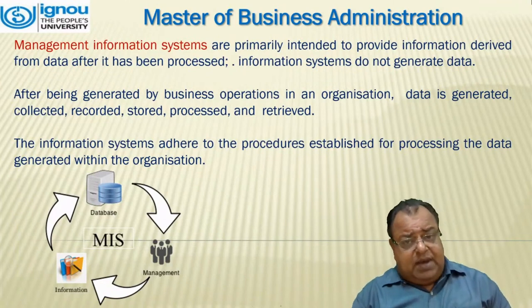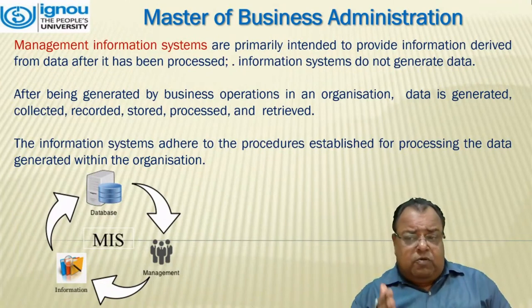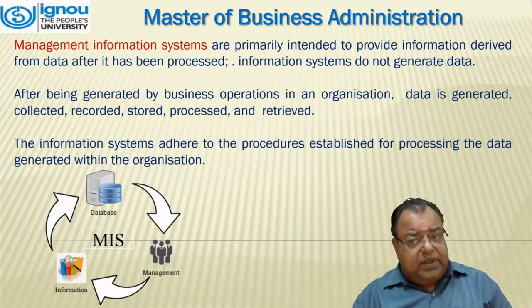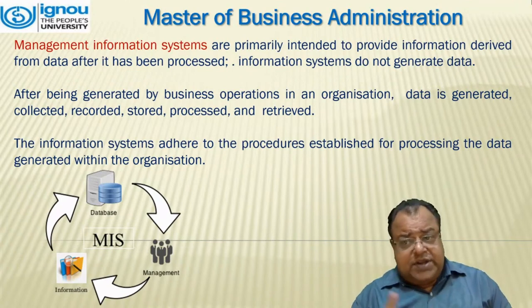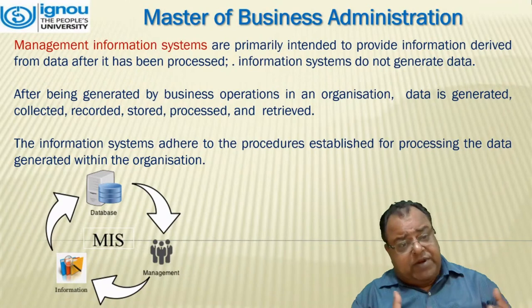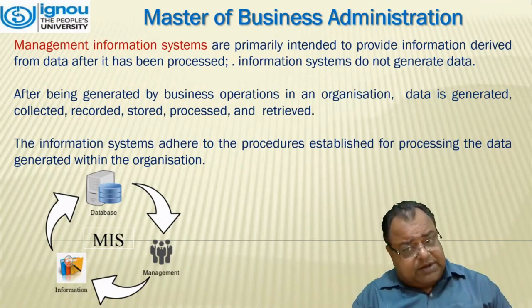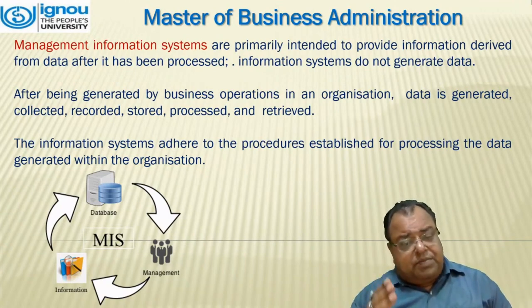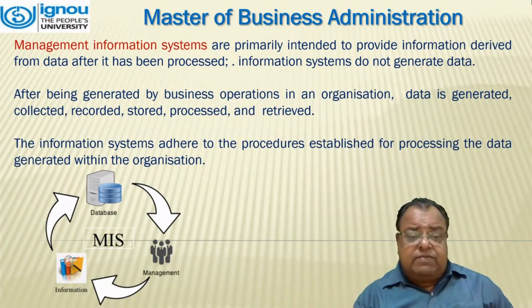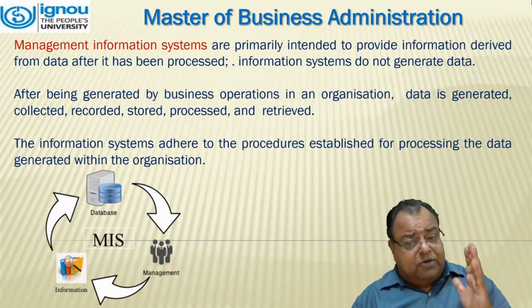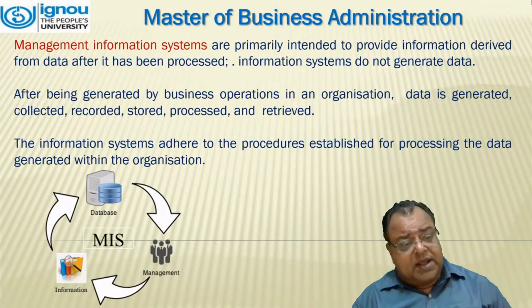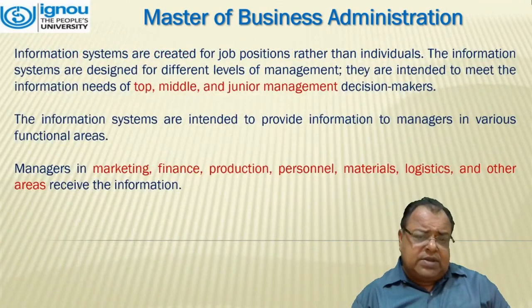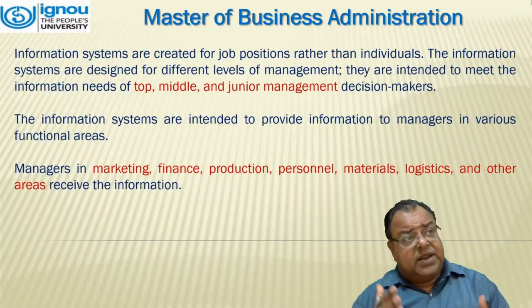Management information systems are primarily intended to provide information derived from data after it has been processed. Information systems do not generate data; the data is generated by business operations in an organization. The data is generated, collected, recorded, stored, processed, and retrieved. The information system adheres to the procedures established for processing the data generated within the organization. Information systems are created for job positions rather than individuals.